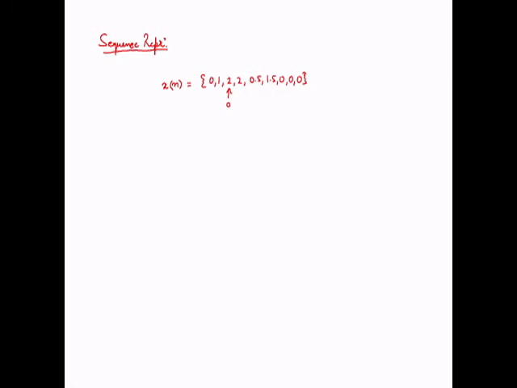You can see that the values on the left side and the right side are finite, right? So we can say this is a finite duration sequence.